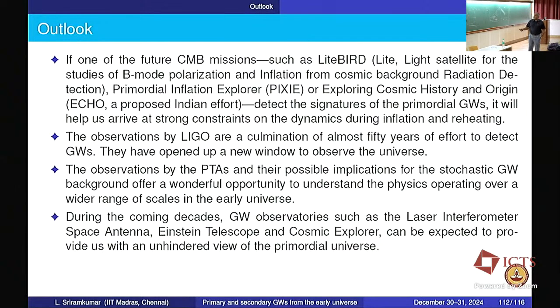The observations by the PTAs and their possible implications for the stochastic background offer a wonderful opportunity to understand the physics operating over a wider range of scales in the universe. Remember, to repeat, the CMB constrains only a small range of scales. If you have non-trivial dynamics during the later stages of inflation, or you have an elongated epoch of reheating, they will leave telltale signatures on both the primary and the secondary gravitational waves.